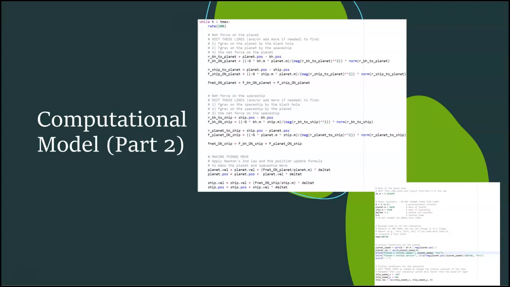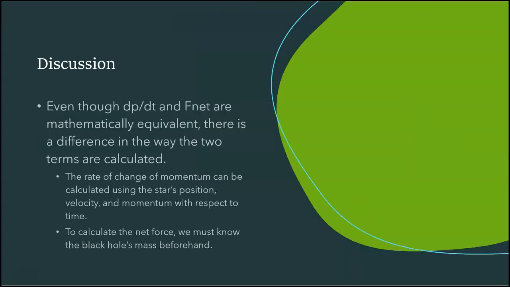Similarly, in the second part, we calculate the net force on the ship by summing up the force on the ship by the black hole and the force on the ship by the planet, where each force is calculated by the gravitational force formula. We use Newton's second law and the position update formula down below, where we update the velocity and the position by the formulas we listed below.